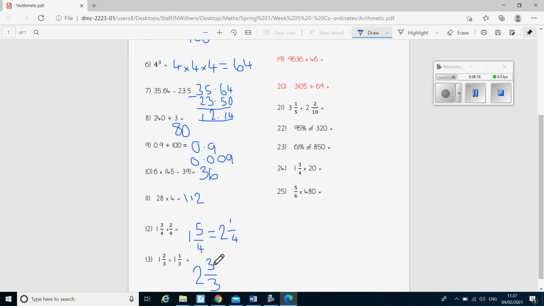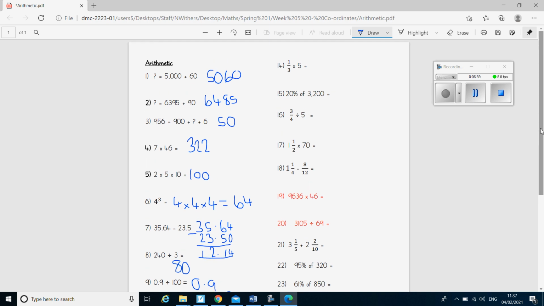But at the moment I don't get the mark for that, because again, I've got a mixed number with this funny fraction here, 3/3. Well, 3/3 is the same as a whole 1. So I've already got 2 whole 1s plus another whole 1. So my answer is 3 whole 1s.